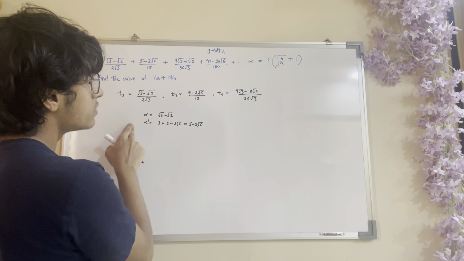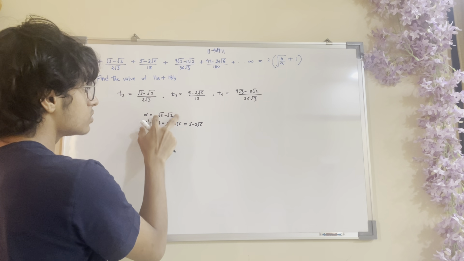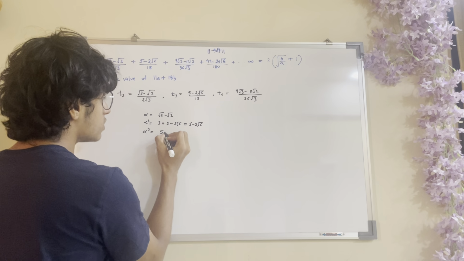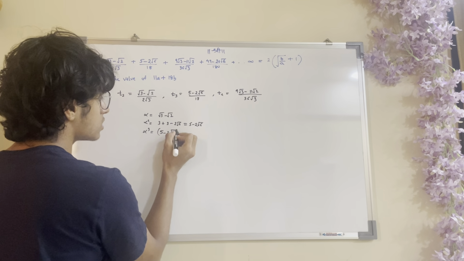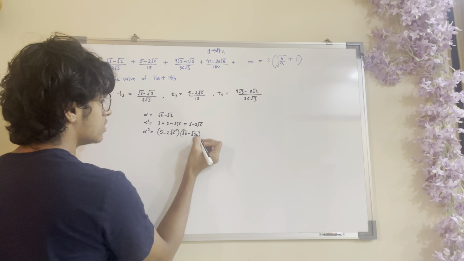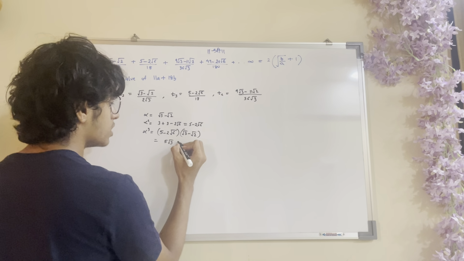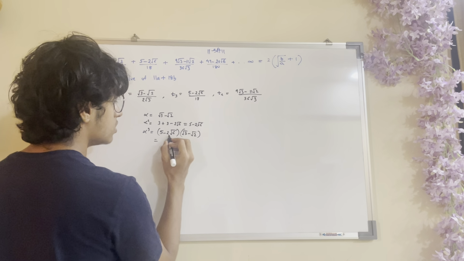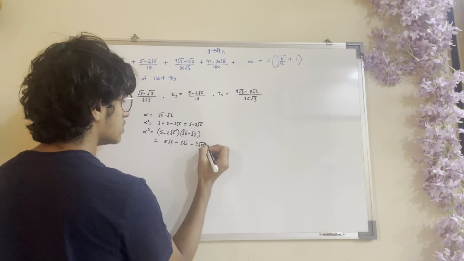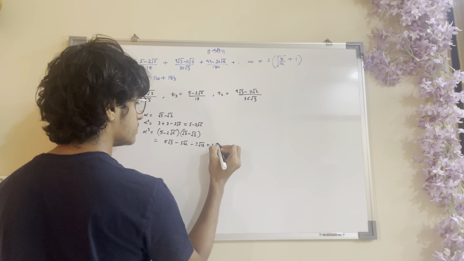By following this sequence, this numerator should be in the form of (root 3 minus root 2) cube. Alpha cube is equal to alpha square, that is 5 minus 2 root 6, into alpha, that is root 3 minus root 2. This gives 5 root 3 minus 5 root 2 minus 2 root 18 plus 2 root 12.